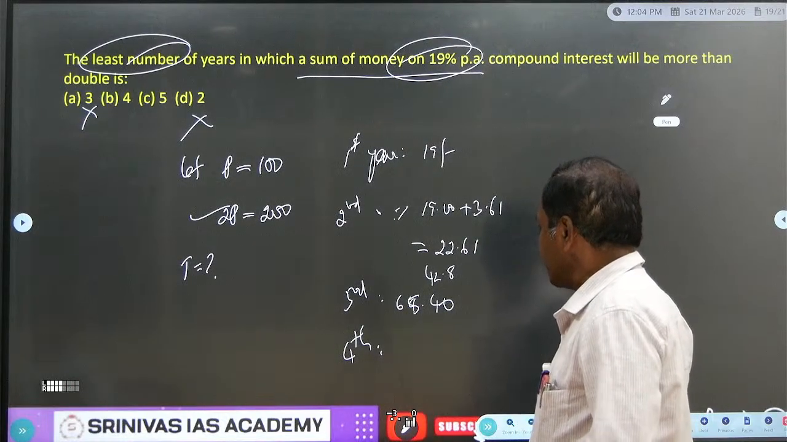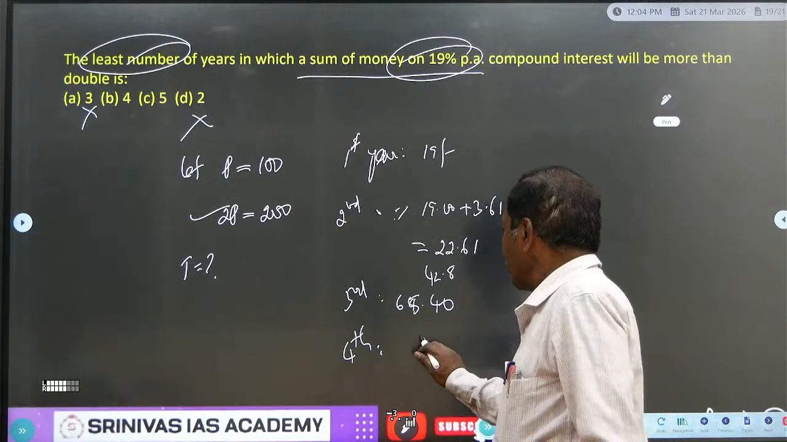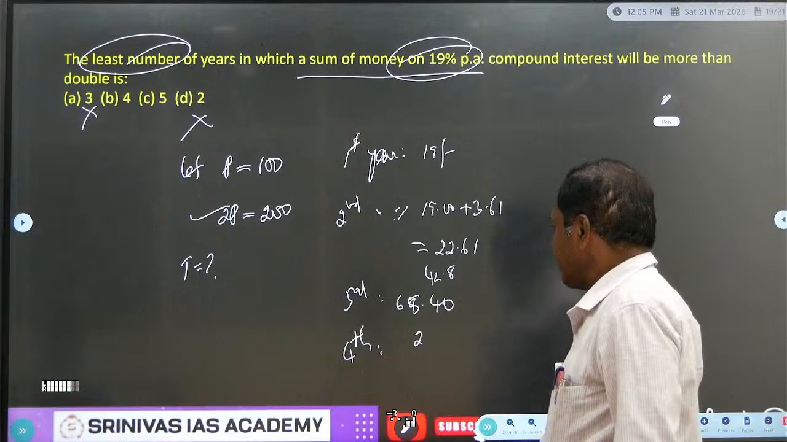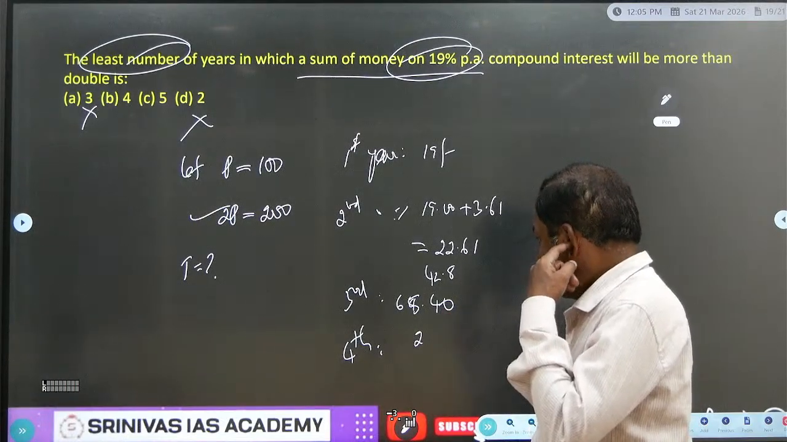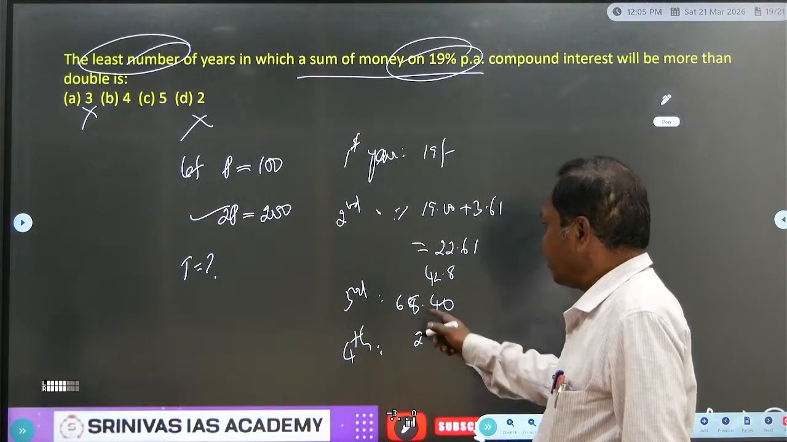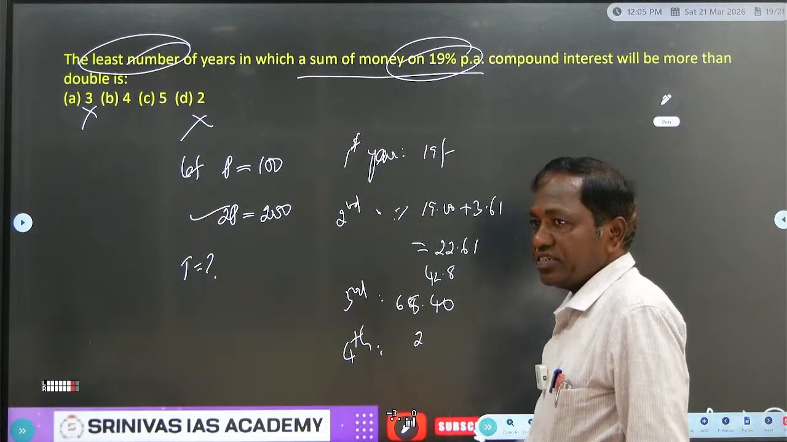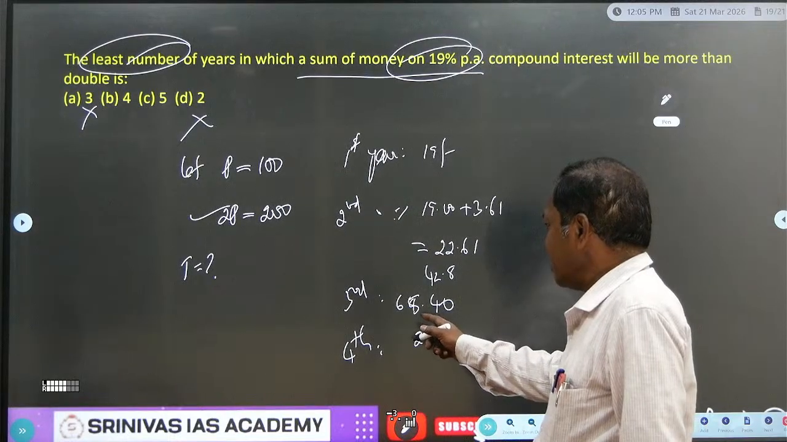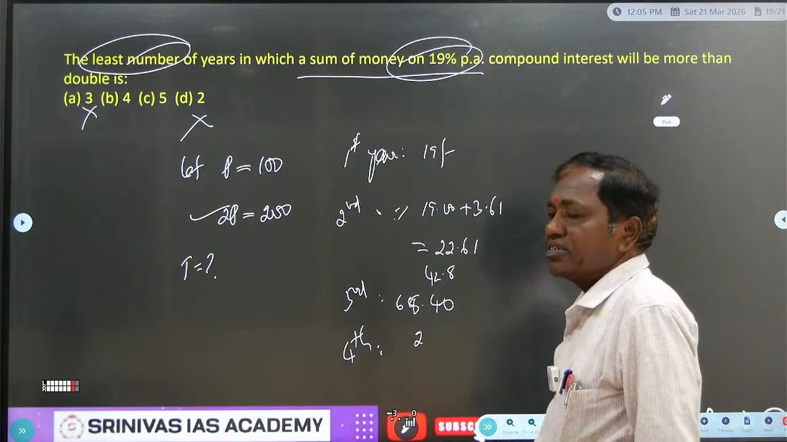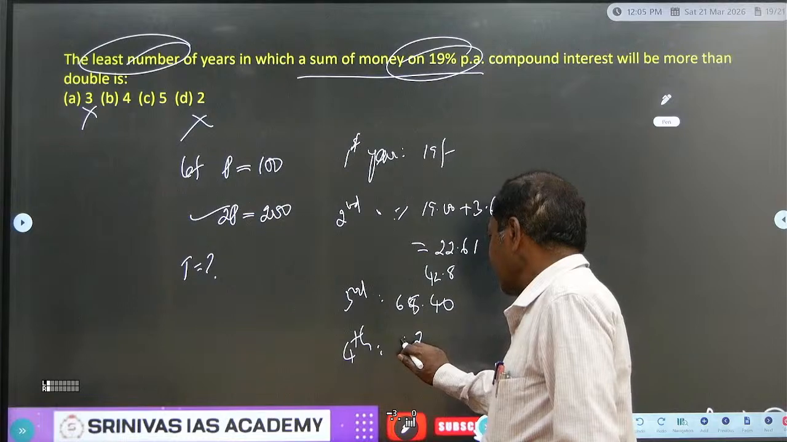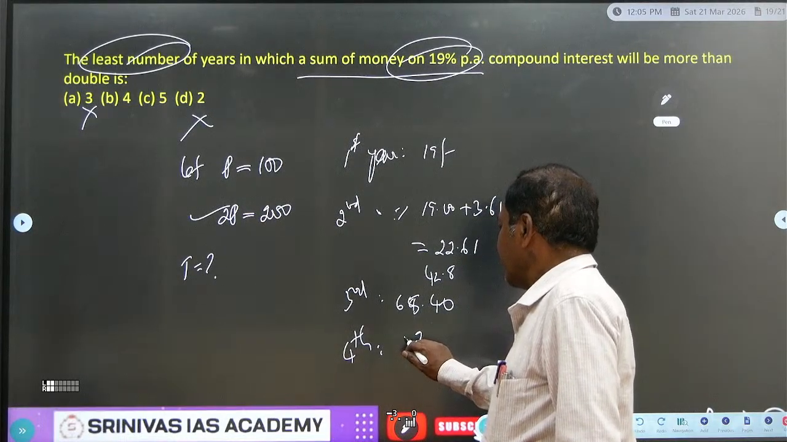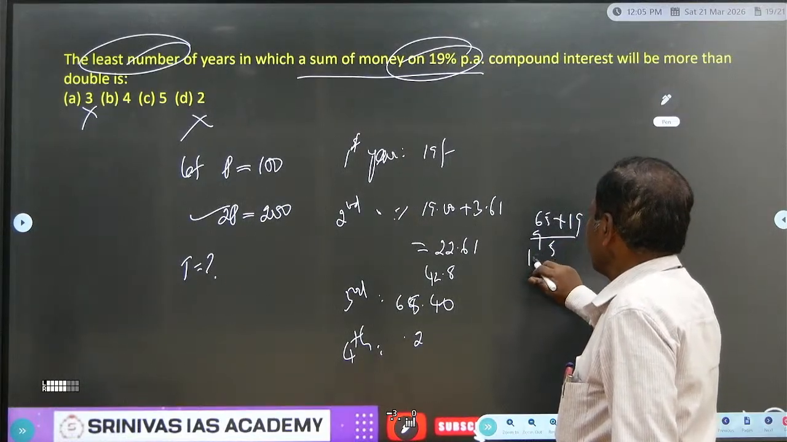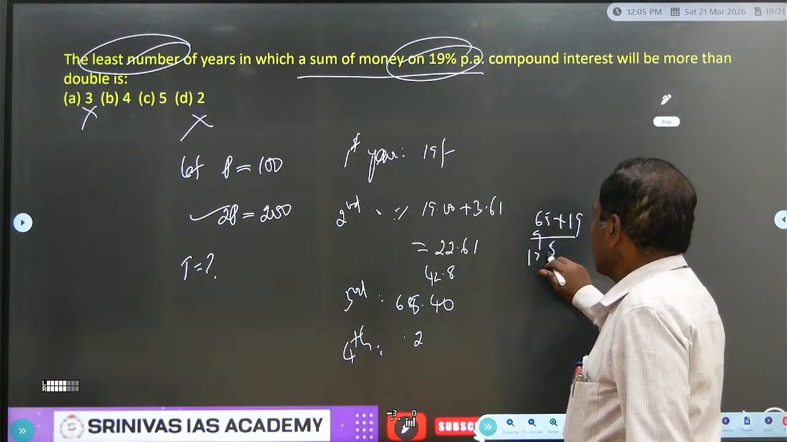19 into 0, 0. 19 4 is 76, 19 5 is 95, 102. 19 6 is how much? 114. 19 4 is 77, 19 5 is 95, so 102. 19 6 is 114. I missed the calculation. 75, 96, 114, 121. 65 into 19%, 123. So you take this.